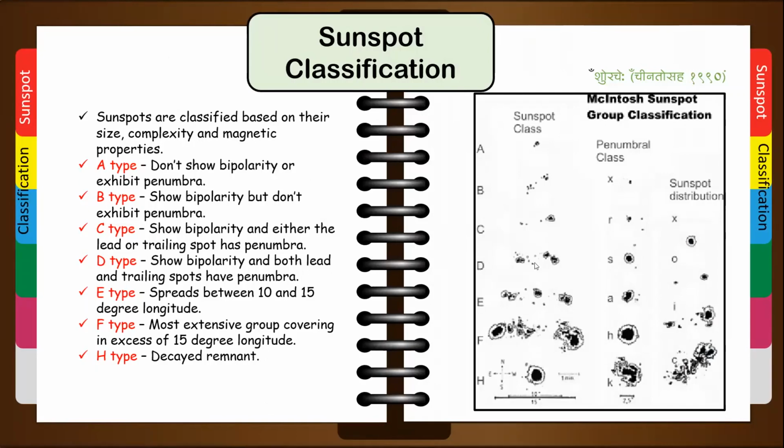And in D type, both lead and trailing, this is called the leading sunspot and this one back here is called the trailing sunspot, both show penumbra. And in E type, it spreads more in longitude, like 10 to 15 degrees. F type are more extensive sunspots, covering mostly in excess of 15 degrees longitude. And H type is the decaying classification, when sunspots are decaying. In the project, you will learn more about this classification.